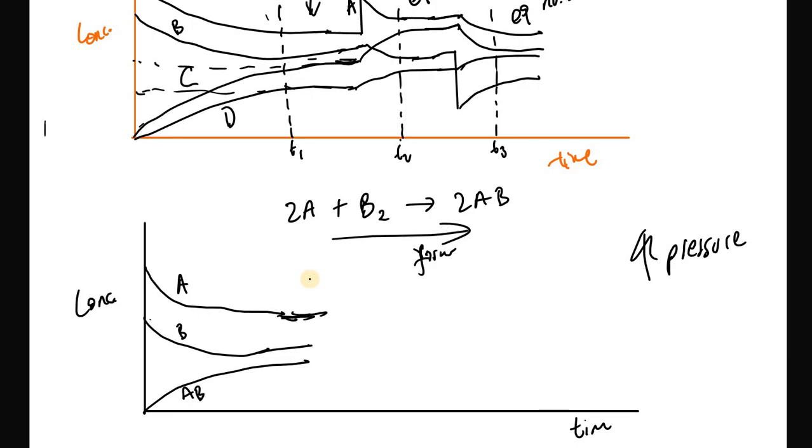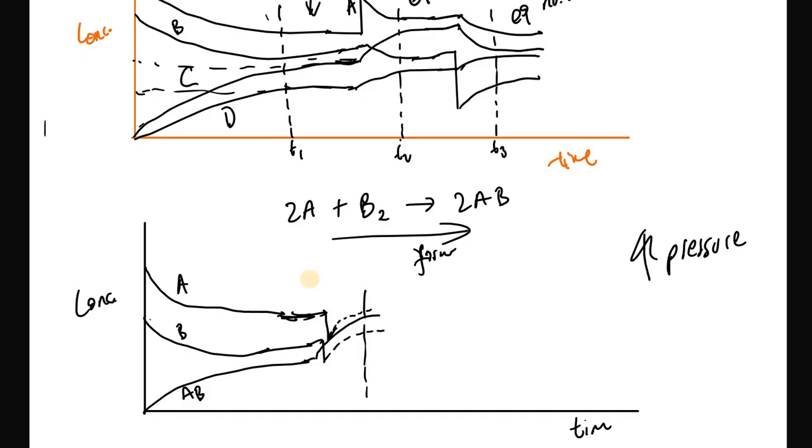Now, if you disturb the equilibrium by increasing pressure, you have favored the forward reaction, so these two are going to sharply decrease. A is going to decrease, B is also going to decrease, and AB is going to increase. Then they're going to level out like this, and you're going to reach another equilibrium.